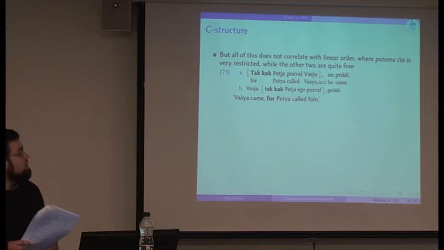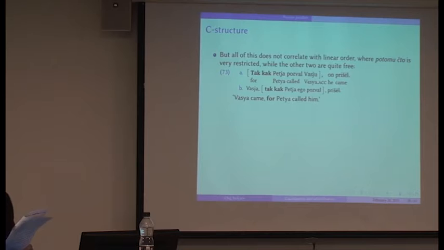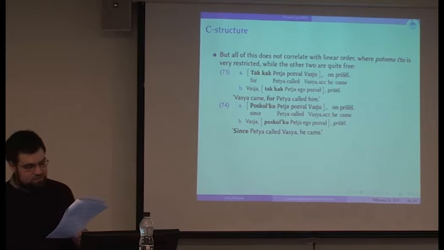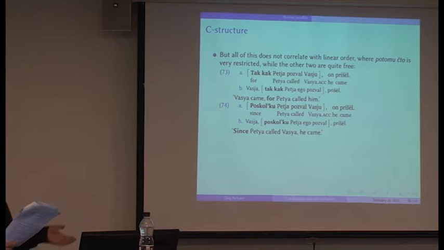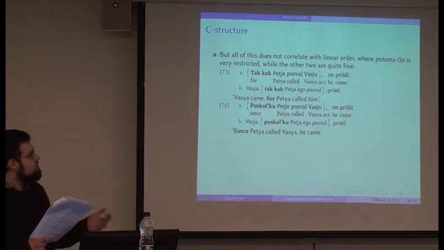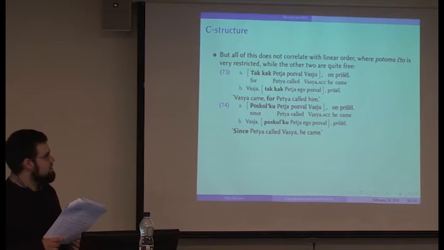But this means that at least on a semantic side, we have to say that так как is coordinating, while the two other conjunctions are subordinating. But this does not at all correlate with C structure, because both так как and поскольку, one of them coordinating and the other subordinating, can be embedded in the main clause, like in 73 and 74 show, and can be pre-posed. So you can say Vasya came for Peter called him, так как Peter позвал Vasya он пришел, you can pre-pose the subordinate clause, you can embed it, Vasya, так как Peter позвал пришел, Vasya, because Peter called him, came. And 74, you can also do the same thing with поскольку.